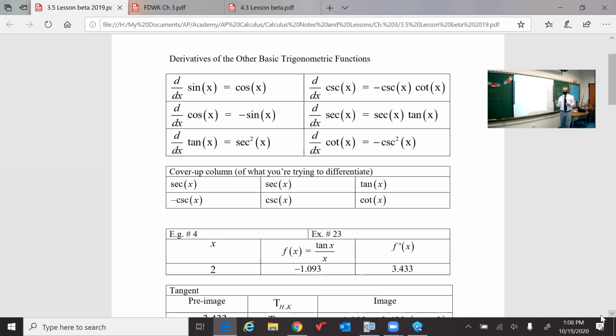So, example 4. In example 4, we're on page 145, and there's a picture in the book. I'm not going to draw this on the calculator because there's a picture in the book of tan x divided by x, and you have 3 branches of that graph.